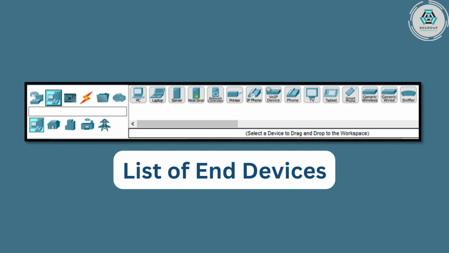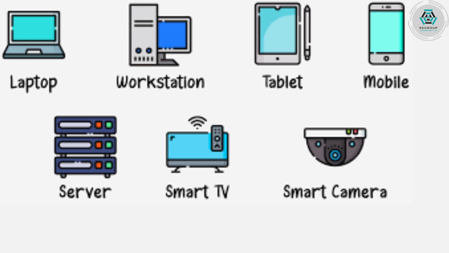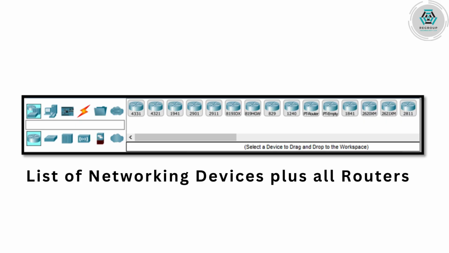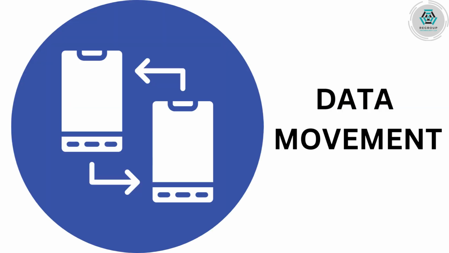Adding devices. 1. Device types. End devices. These include computers, laptops, servers, and smartphones. End devices are typically the source or destination of network communication. Networking devices. These include routers, switches, and wireless access points, which facilitate data movement across the network.